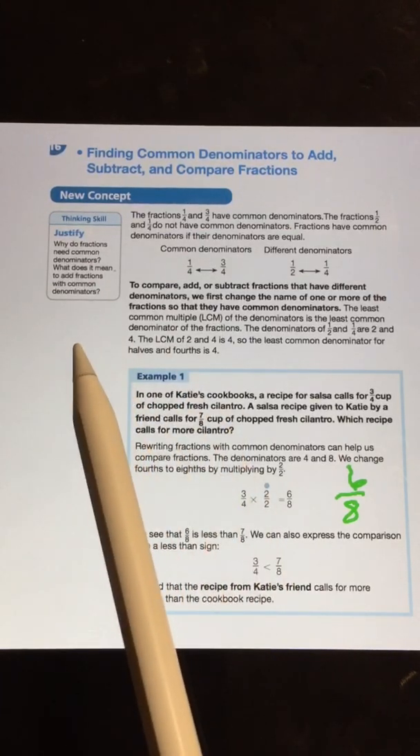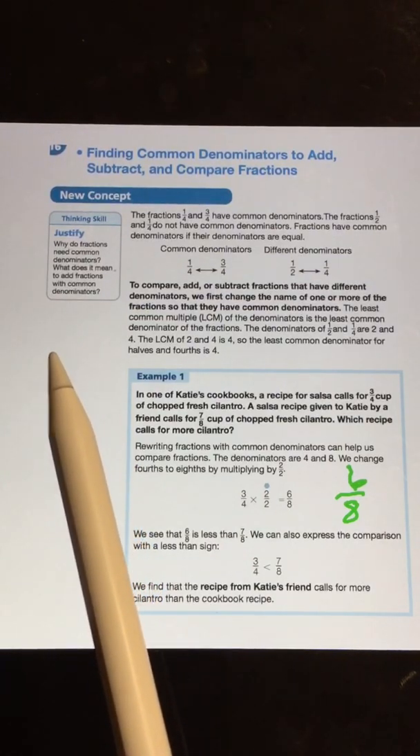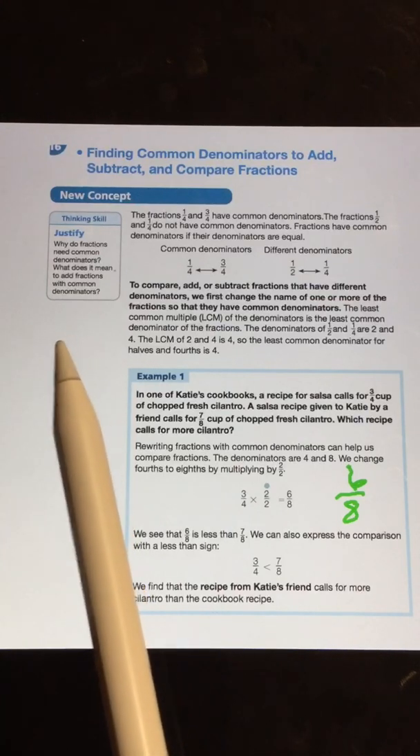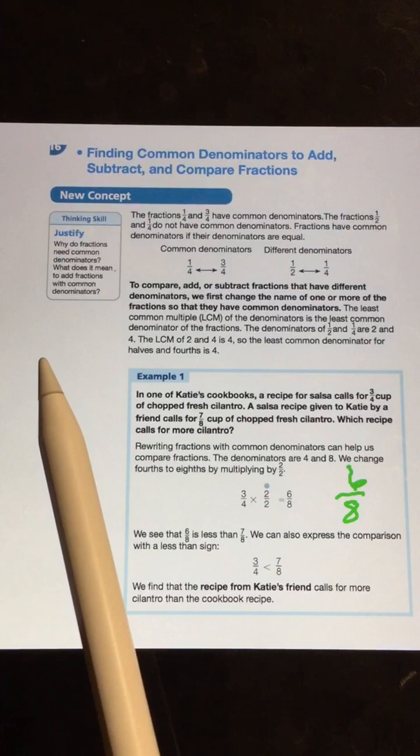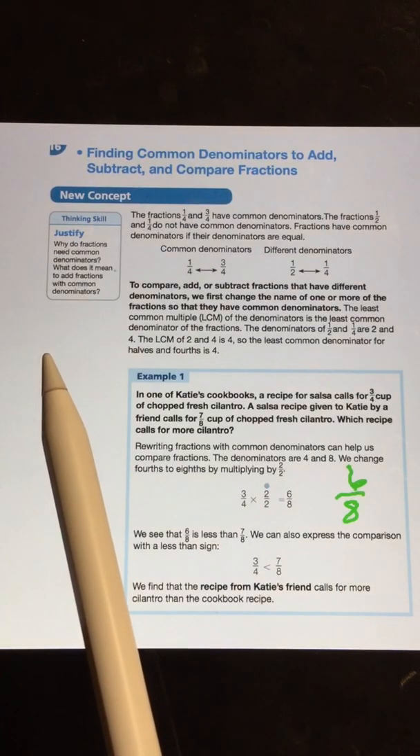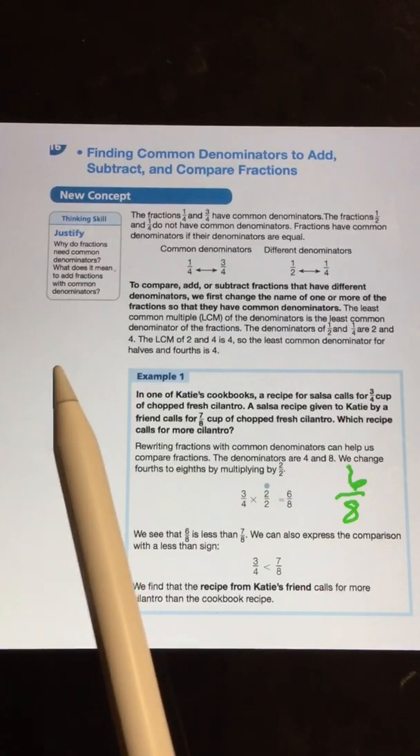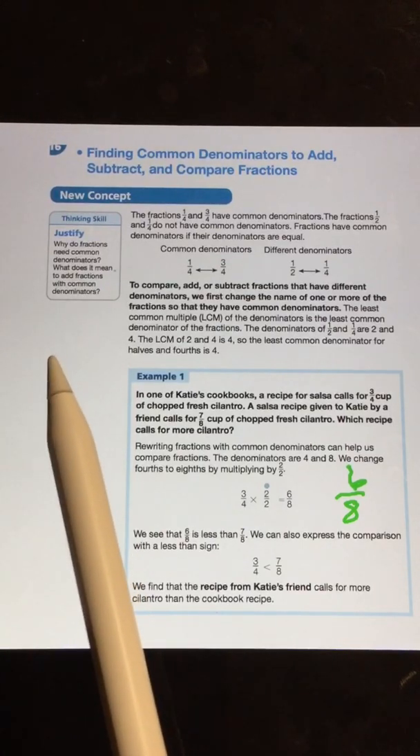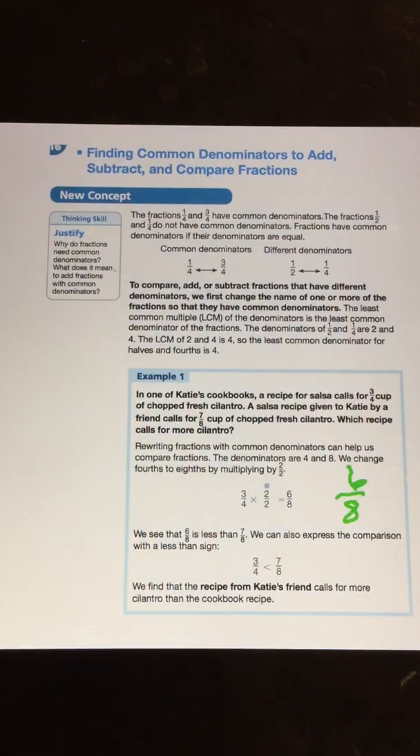Let's read our little box over here. Why do fractions need common denominators? What does it mean to add fractions with common denominators? Well, common denominators make fractions simpler to add. It's easier to figure out. So when adding or subtracting fractions with common denominators, you are adding or subtracting the same portions, the same pieces, the same parts. All right, so it's necessary to find the common denominator.